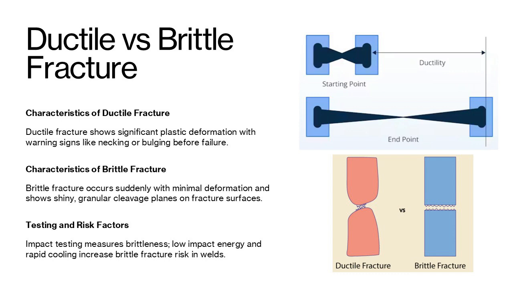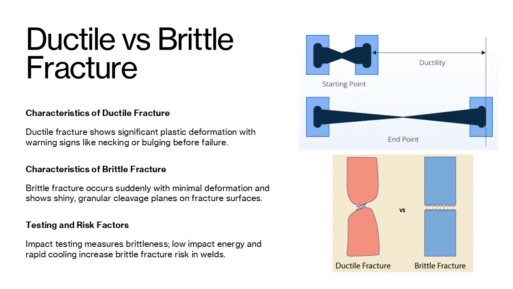Inspectors must be able to identify fracture appearance in failed components during investigations. Ductile fractures show fibrous, dimpled surfaces, whereas brittle fractures display cleavage planes with shiny, granular textures. Mechanical testing, especially impact testing, helps quantify susceptibility to brittle failure. Low impact energy or high hardness indicates increased brittleness.